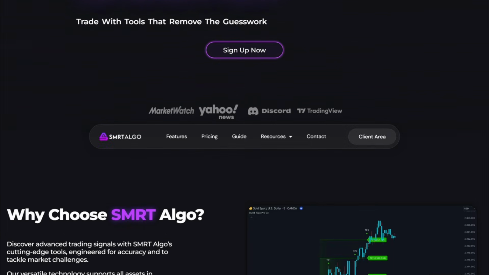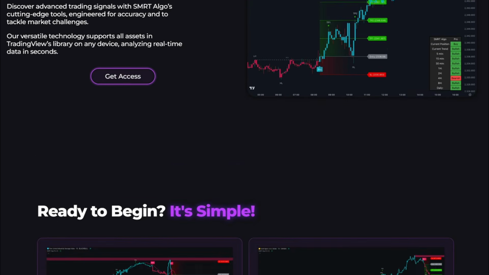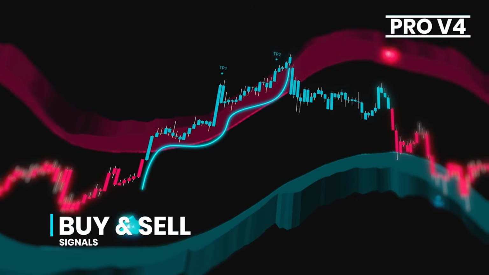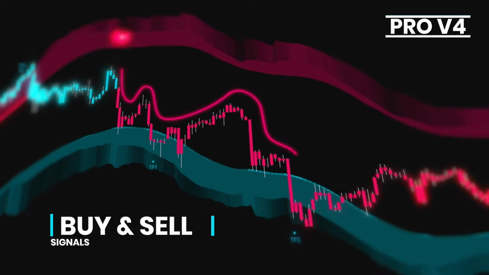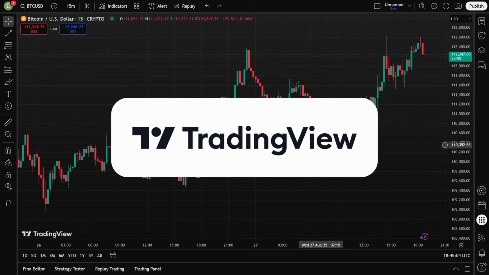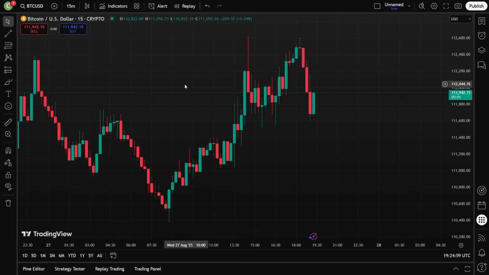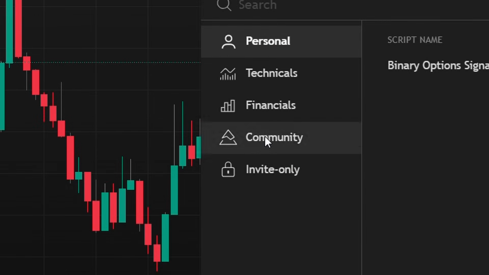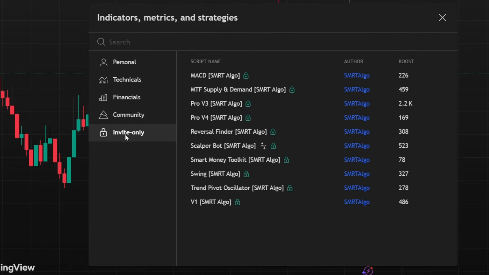SMART ALGO is a company that specializes in data-driven trading tools. SMART ALGO Pro V4 is the latest version of their trading bot. This trading bot is a premium indicator in the TradingView application. Once you buy this indicator, you can add it to the market by going to the Invite-Only section in the Indicators tab. Here, you will also have access to the older Pro V3 version. However, I recommend that you stick to the newer version, which is more accurate.